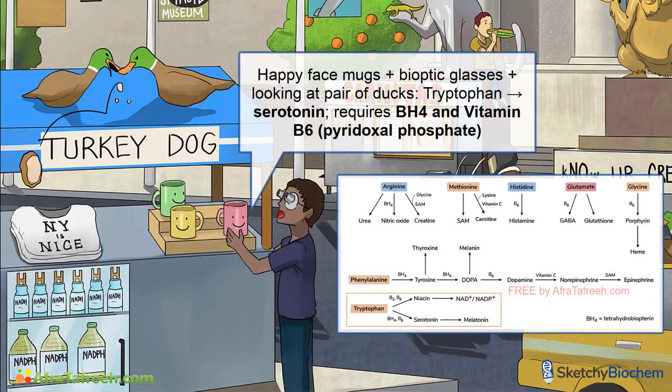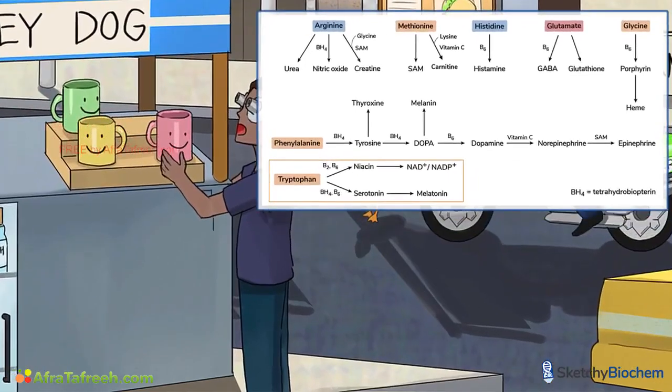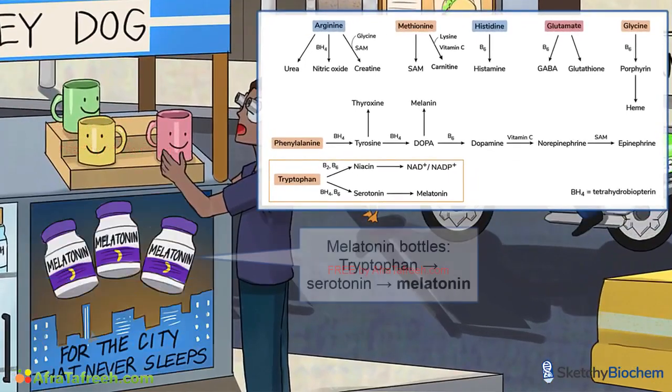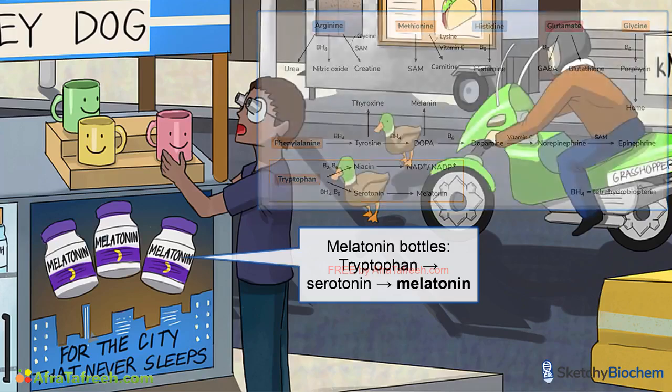Remember that serotonin is most often associated with mood. It's a lot more complex than that, but we won't talk about that here. Just know that it comes from tryptophan and requires BH4 and vitamin B6. The clerk is wearing bioptics to watch the ducks fight. Tryptophan hydroxylase uses BH4 to turn tryptophan to 5-HTP. Then, tryptophan decarboxylase uses vitamin B6 to turn 5-HTP to serotonin. Last but not least, tryptophan is a precursor to melatonin, which controls circadian rhythms during the sleep-wake cycle.